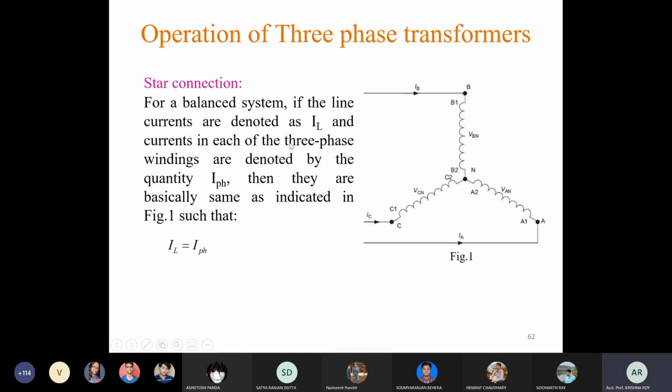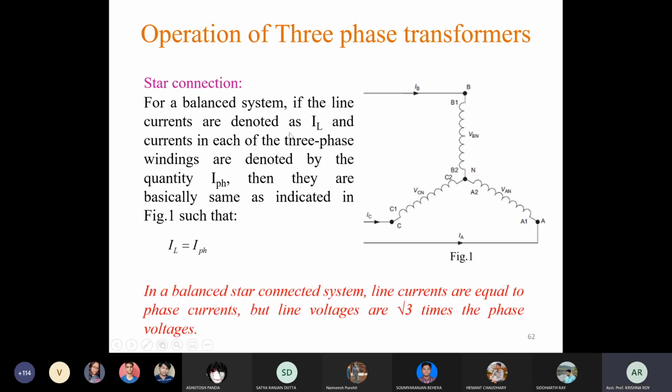And the currents are same for line as well as phase. So IL equals I phase. So that is for star connection. Okay. So in a balanced star connected system, line currents are equal to phase currents, but line voltages are √3 times the phase voltages.